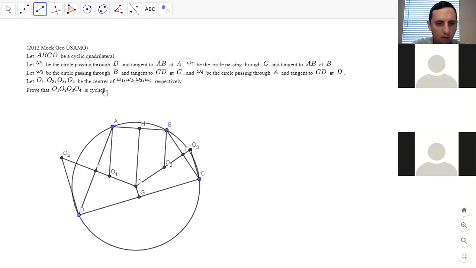We can calculate OO1 from AB and angles. So OO1 is like AH times the sine of some angle. And OO2, we can do the same, and we can do the same with OO3 and OO4. Yes, OO1 is AH times sine of 90 minus, so it's really the cosine of this angle. Yeah, 90 minus A. No, 180 minus A. Okay, so.